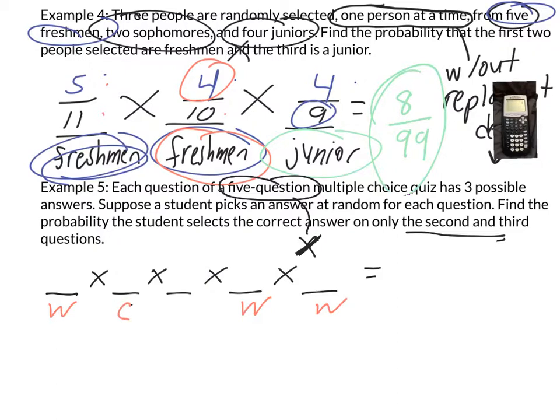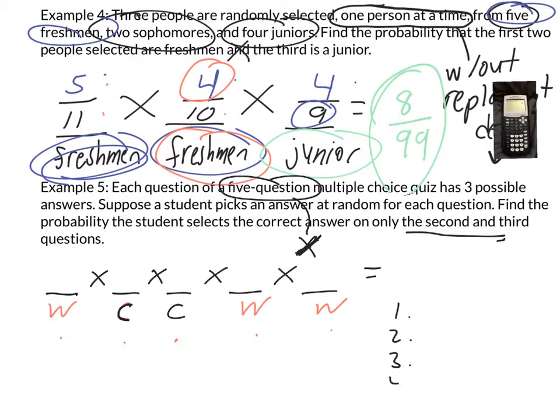Let's do a different color for correct. All right, so we're looking for this exact scenario to play out. They just guess, they Christmas tree it, and they get question 1 wrong, question 2 correct, question 3 correct, question 4 wrong, and question 5 wrong is really what this question is saying to us. And if it helps, feel free to draw a picture.